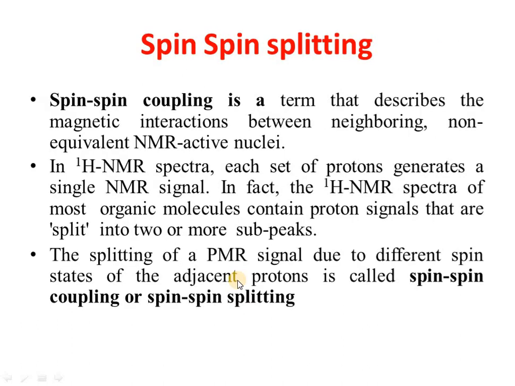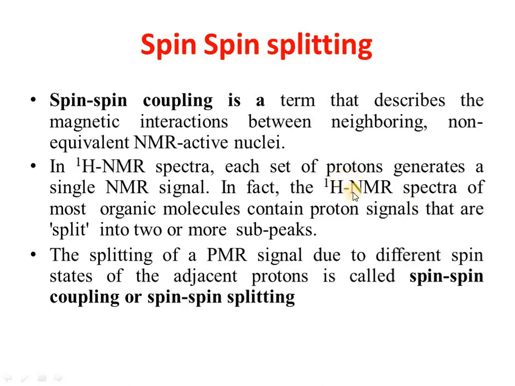Next is spin-spin splitting. Spin-spin splitting is a term that describes the magnetic interactions between neighboring non-equivalent NMR active nuclei. So it is an interaction between neighboring protons which are non-equivalent, and each set of protons generates a single NMR signal. That is, different sets of protons give rise to different signals.